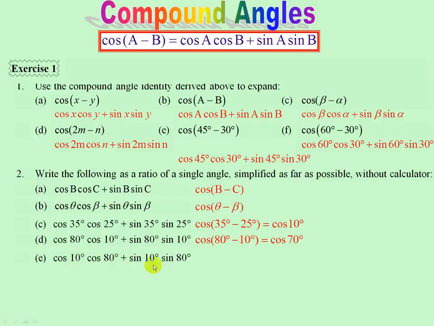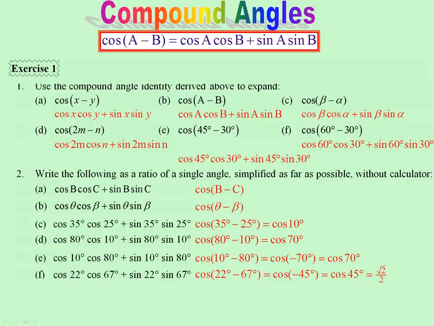Cos plus sine, same thing, cos 10 minus 80, negative 70, fourth quadrant where cos is positive, so there we are. We could have written that as cos 80, cos 10, sine 80, sine 10, and then we would have had 80 minus 10, ending up with the same result. Another one where it ends up with being a negative value. This time we end up with cos 45, a special angle.